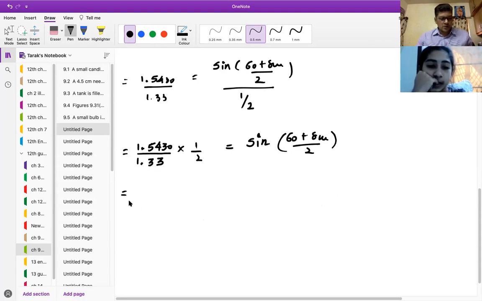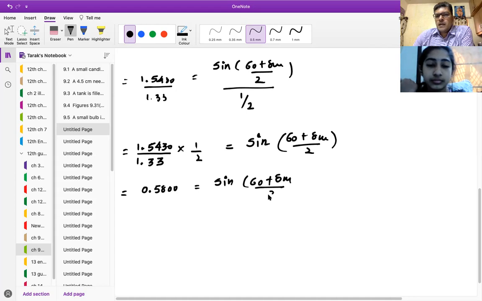So I will have 1.5430 divided by 2, and again divided by 1.33. It is 0.5800. Sine inverse of 0.5800 equals (60 plus delta m) divided by 2. So I am putting sine inverse over here.